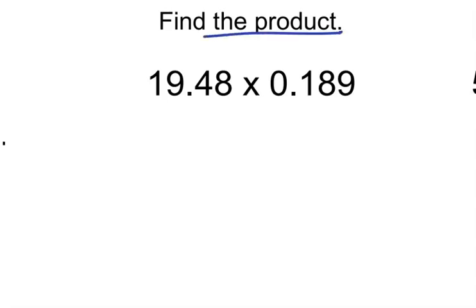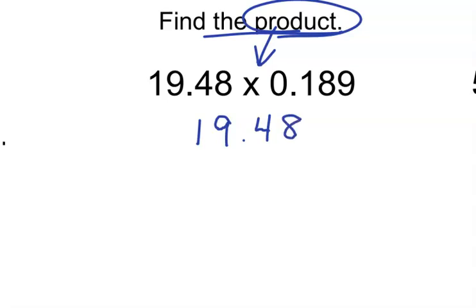All right, now we're going to find the product. Product, once again, means a multiplication. So there we go. We do have decimals, but we don't have to line them up because it's not addition or subtraction. We just need to set it up so we can actually do the math. So we have 19.48 times 0.189. Okay, so for some reason that just looked weird for me for a second. So there we go. All right, so now we're going to multiply.